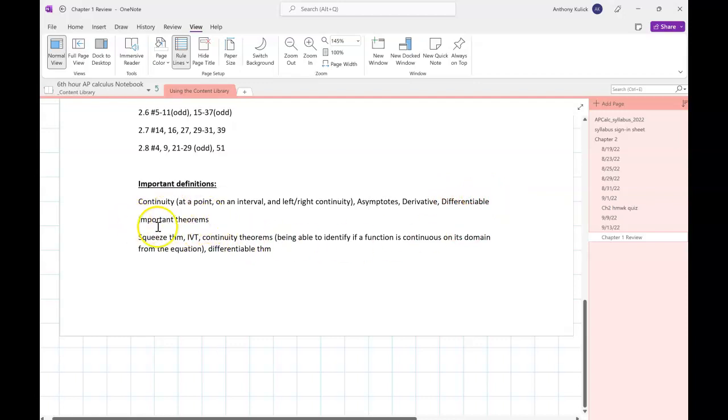And then our important theorems that you'd want to make sure that you know so you're able to use them when asked for them. So the squeeze theorem, intermediate value theorem. As part of that, you'd also want these continuity theorems to know on sight what functions are continuous. And then that the addition, subtraction, multiplication, division of continuous functions is continuous over their domain. Stuff like that. And then that differentiable theorem, that if a function is differentiable, then it's continuous on that interval.